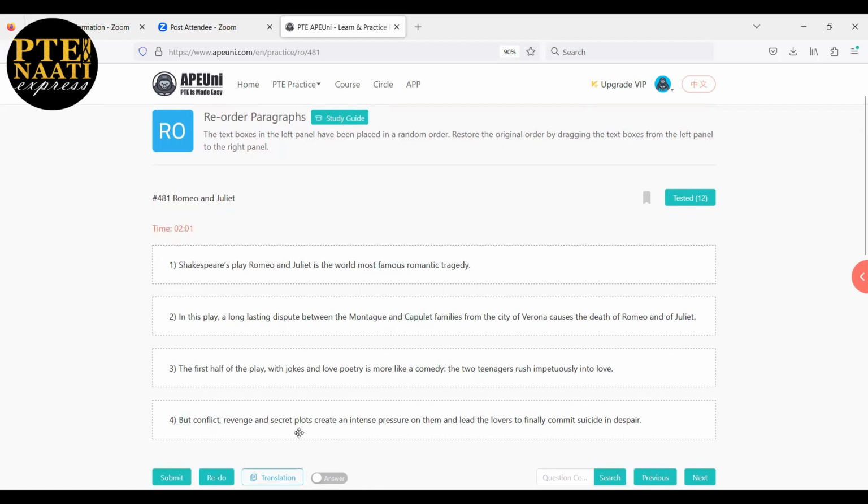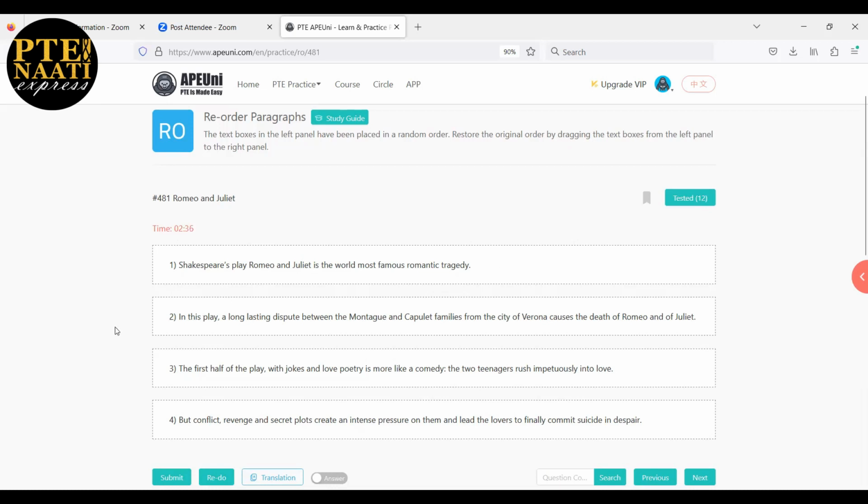Actually, something like this can't be the first sentence. But conflict revenge can't be the first sentence. The first half of the play, that can't be the first sentence obviously. Because if it says the first half of the play, before that the play must have been introduced. It can't suddenly say "in this play". So obviously this is the first sentence. Number one, Shakespeare's play Romeo and Juliet is the world's most famous romantic tragedy.